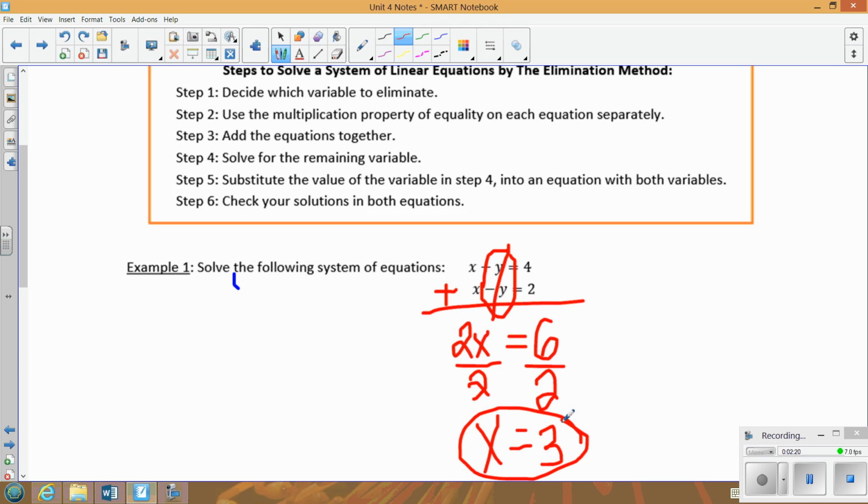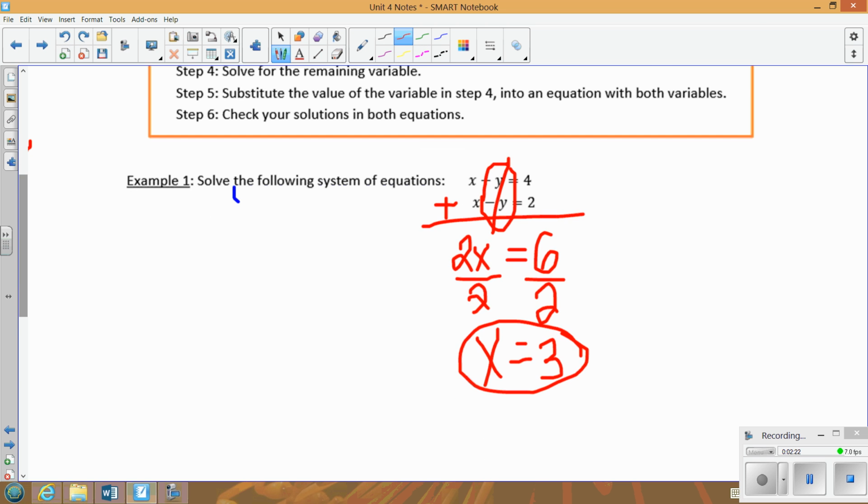Again, you plug this into either equation, just like what we did in substitution. So this can get plugged into either equation.